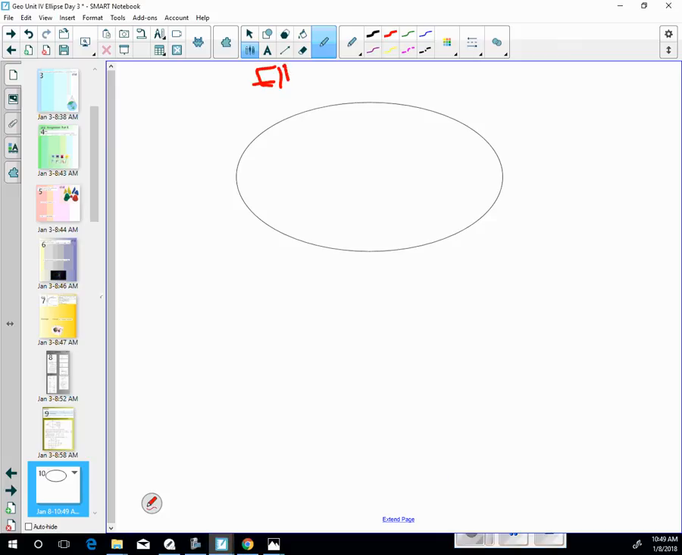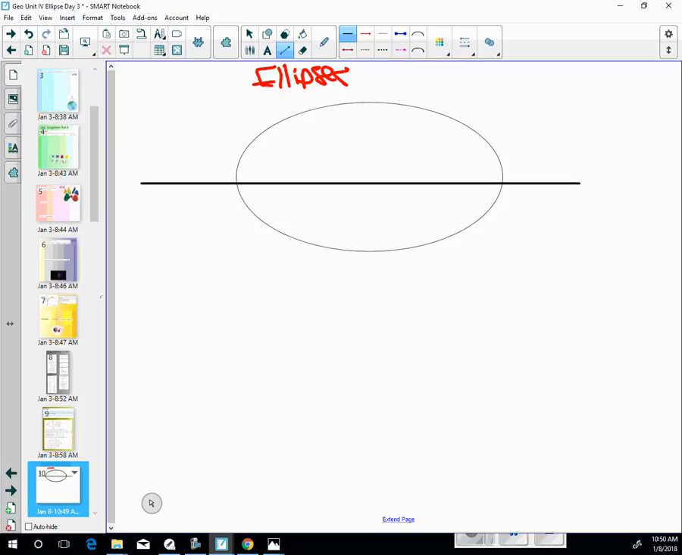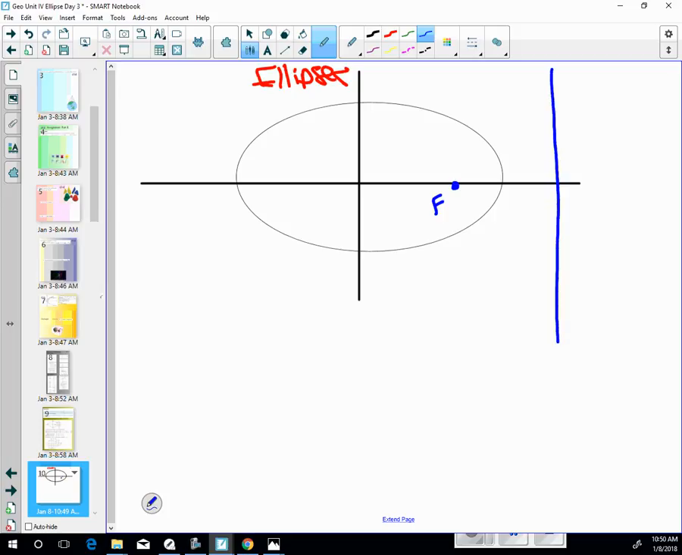Ellipses. So first thing with ellipses, everything we learned before is still going to work. We still have this directrix idea and focal points. So we're going to locate a point here, F, focal point, and we're going to have a directrix.